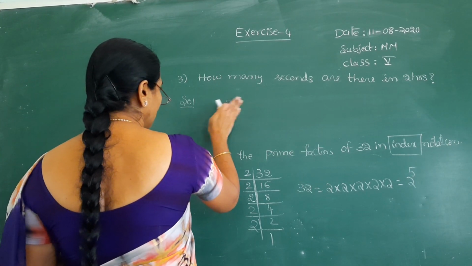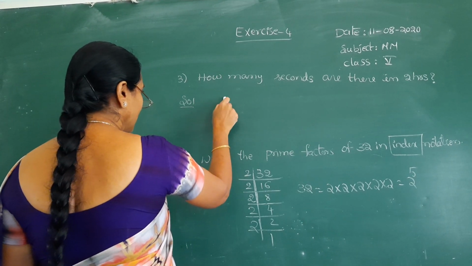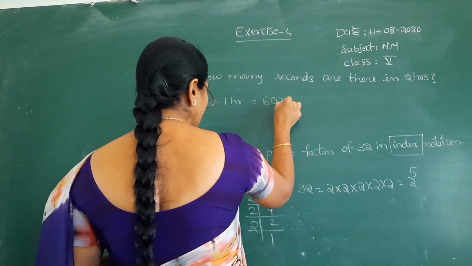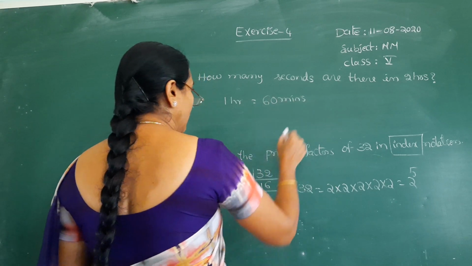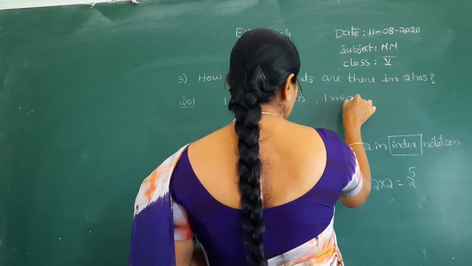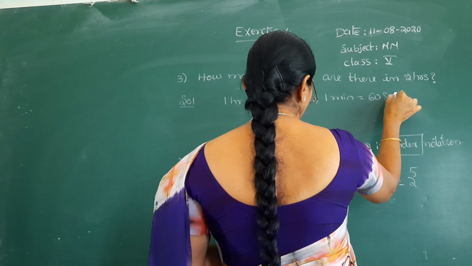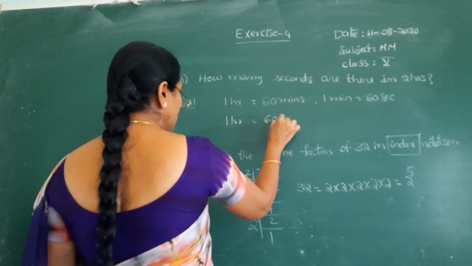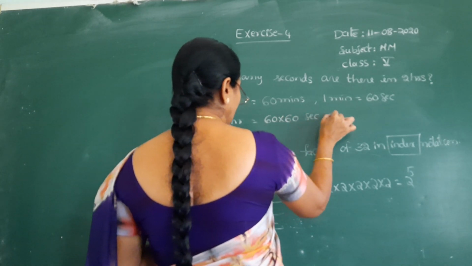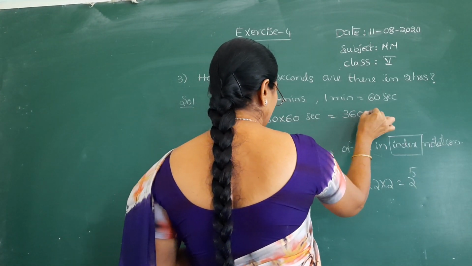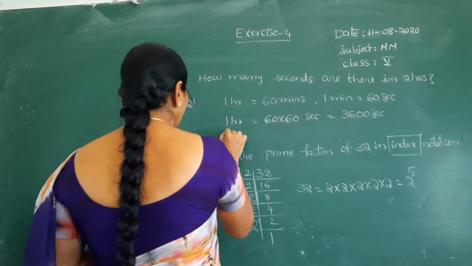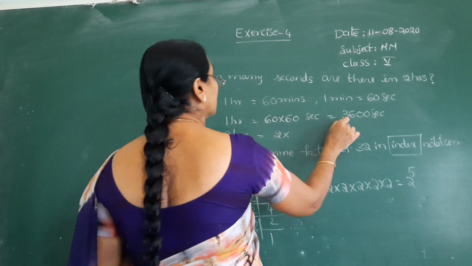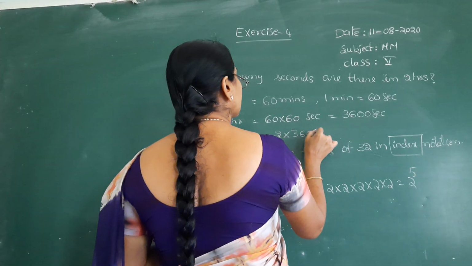Here, 2 hours converted into seconds: first you have to write how many seconds are in 1 hour. 1 hour is equal to 60 minutes, and 1 minute is equal to 60 seconds. So converting hour into seconds, 60 into 60 seconds, that is 3600 seconds. Here they are asking to convert 2 hours into seconds. That is 2 into 3600 seconds.